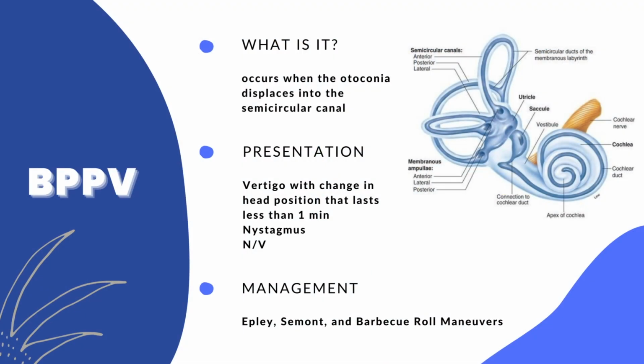So starting off, we're going to talk about BPPV, and BPPV is caused when the otoconia displaces into the semicircular canal. Classic presentation is positional vertigo that lasts for a short period, along with nystagmus and nausea and vomiting. Management is based on which semicircular canal is affected. Check out our more detailed video on BPPV.